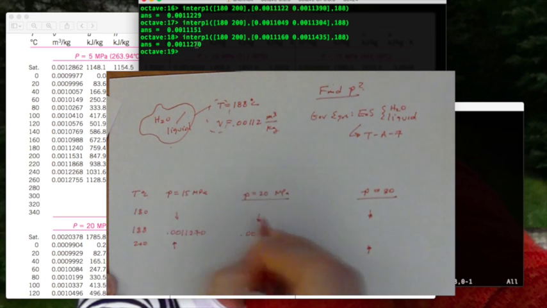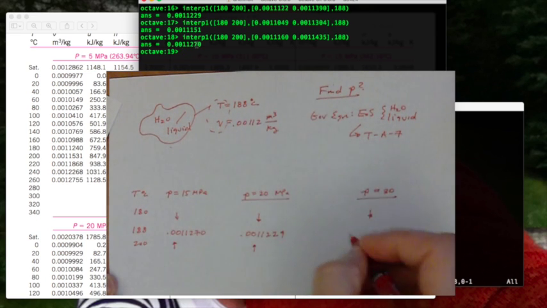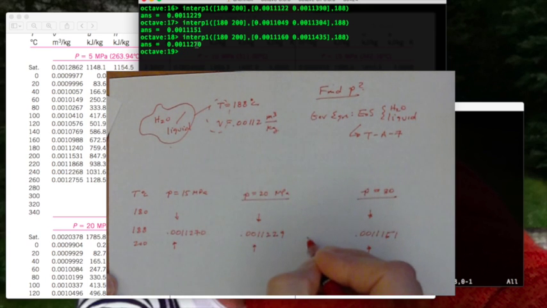And then finally, when I went all the way to 30 megapascals and interpolated, notice I'm skipping a step here by not writing in the values since I've already copied and pasted them into the code. I got a value that was finally smaller than my desired value, 0.00111. So my value, 0.00112, is in between these two. And so I can interpolate between 30 and 20, and that would be included in this range.